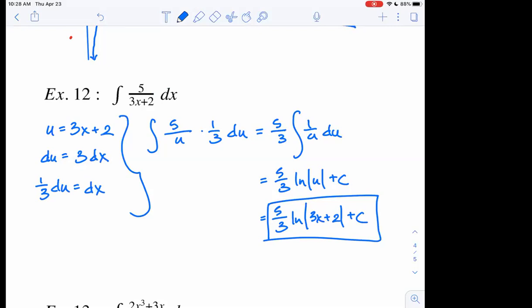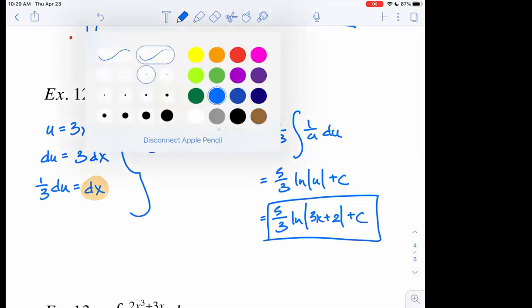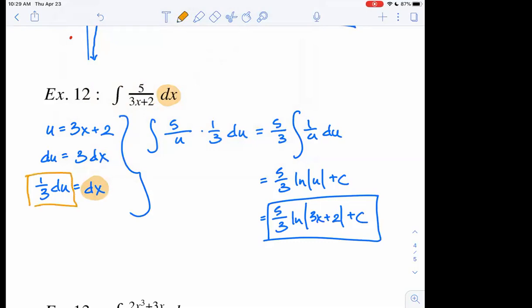Yes, Professor. I think earlier we were talking about how we try to manipulate one thing to look like something already in the function. I was just having trouble seeing how, when we have 1/3 du equals dx, that looks like something in our original function. Oh, okay. So what it looks like is this dx is this dx. So everywhere I see a dx, I can put 1/3 du. That's why, at the end, I put this 1/3 du, because that was my dx.